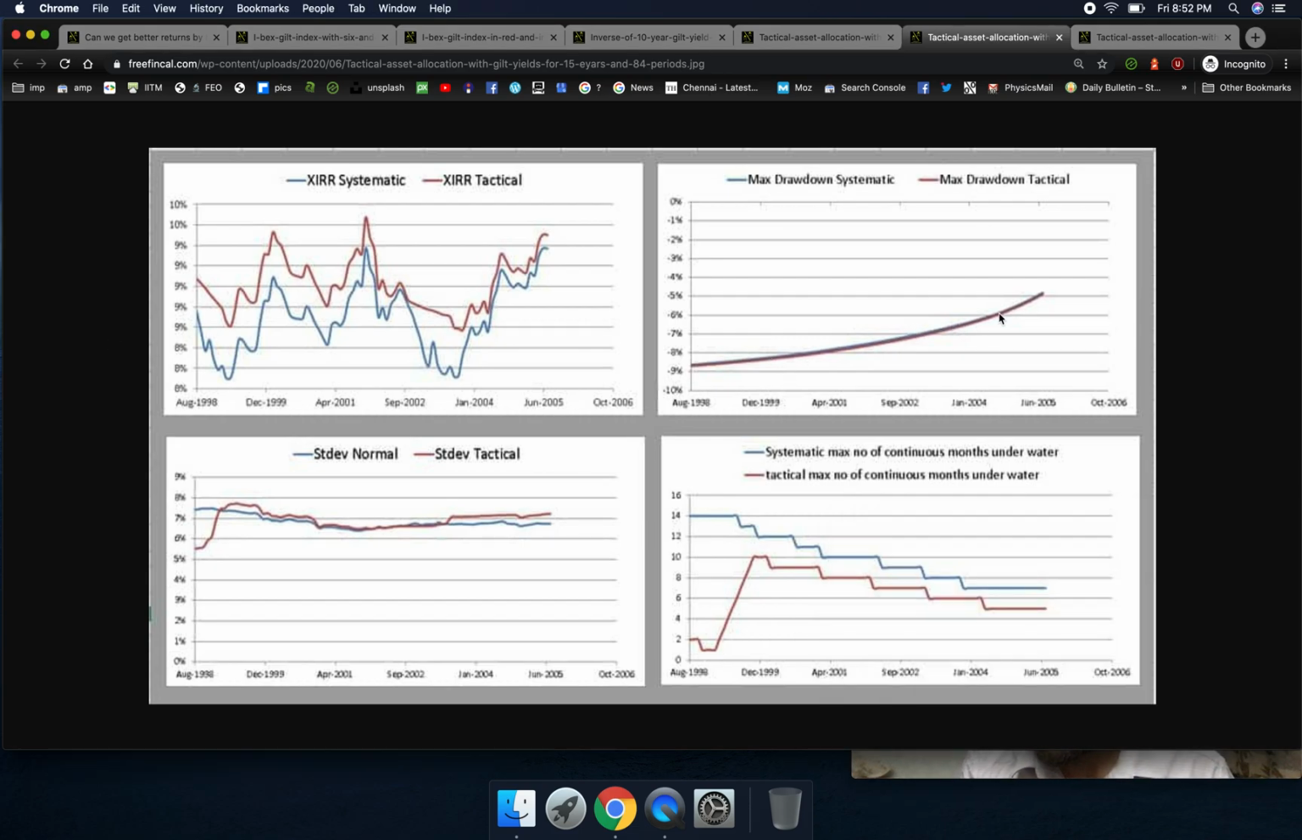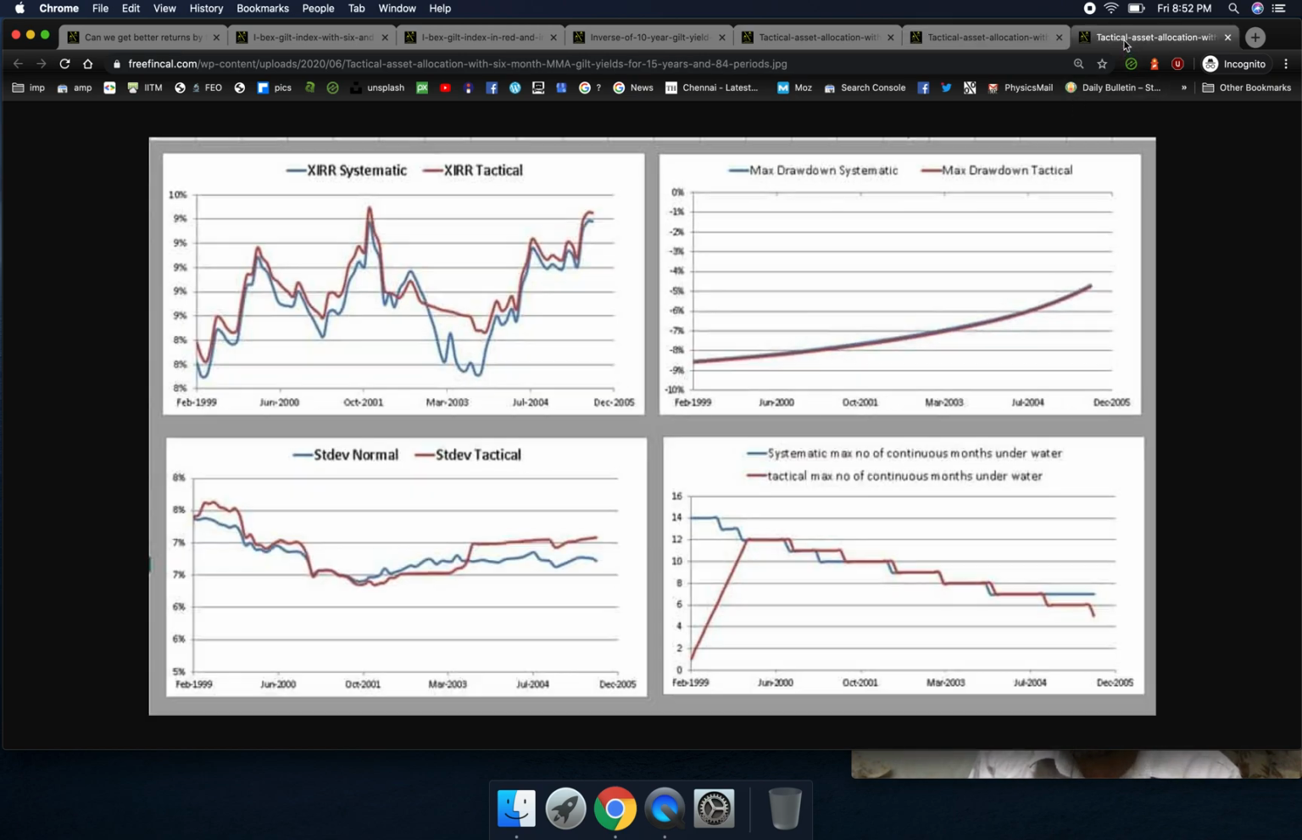The maximum drawdown is not as different. The volatility is not as different, but the number of months the portfolio is underwater, that is below a peak, is significantly lower. So a little bit of better risk management, and definitely an improvement in returns via this method.